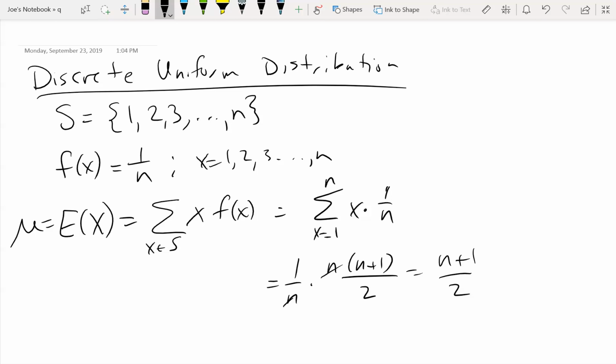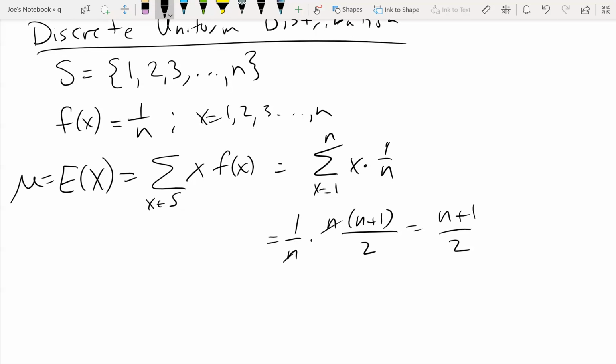Remember the idea of expected value is weighted average. Well, the weights here are all the same, so all we're really doing is averaging these numbers. Halfway between 1 and n is n plus 1 over 2. Halfway between 2 and n minus 1 is n plus 1 over 2. So it makes sense that that would be the expected value.